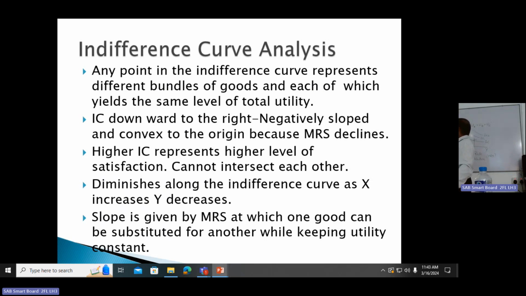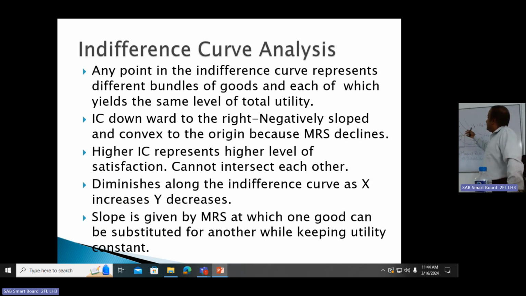If you draw the indifference curves intersecting, that cannot happen. So there cannot be intersect points. Two indifference curves cannot intersect each other. And the MRS diminishes along the indifference curve, because the marginal rate of substitution diminishes. Since there is a substitution, when you increase the consumption of one product, you have to decrease the consumption of the other product, since the MRS declines.